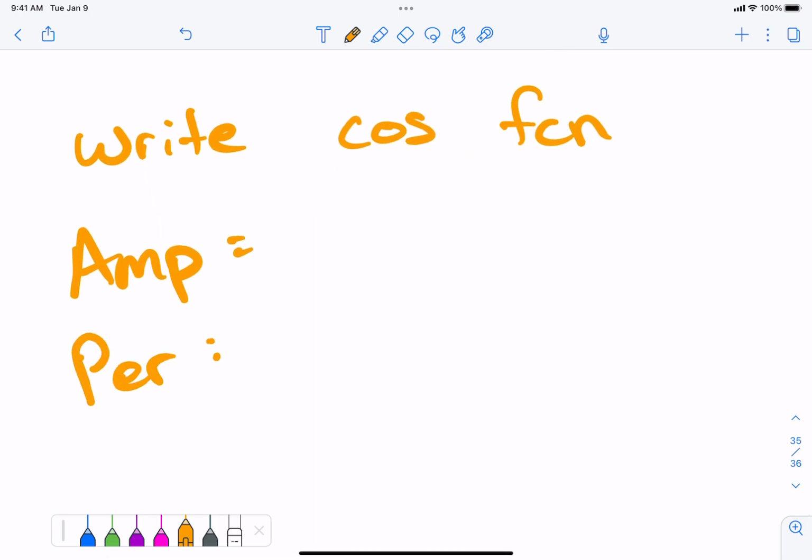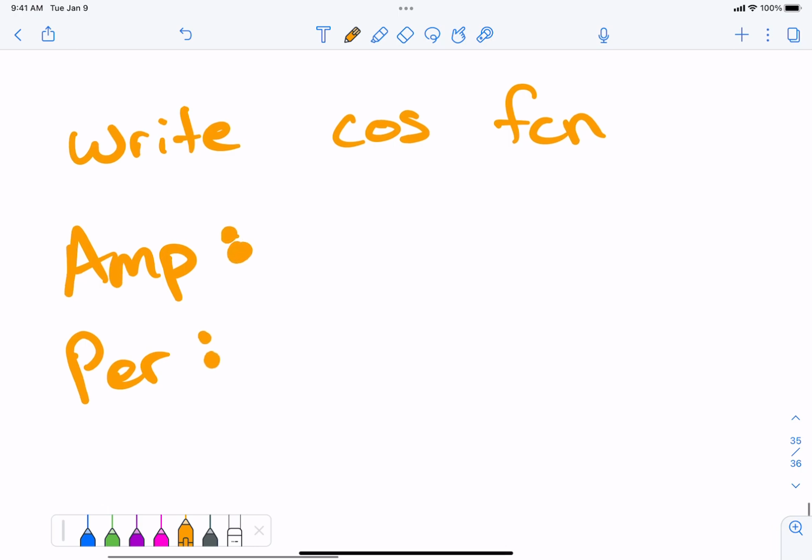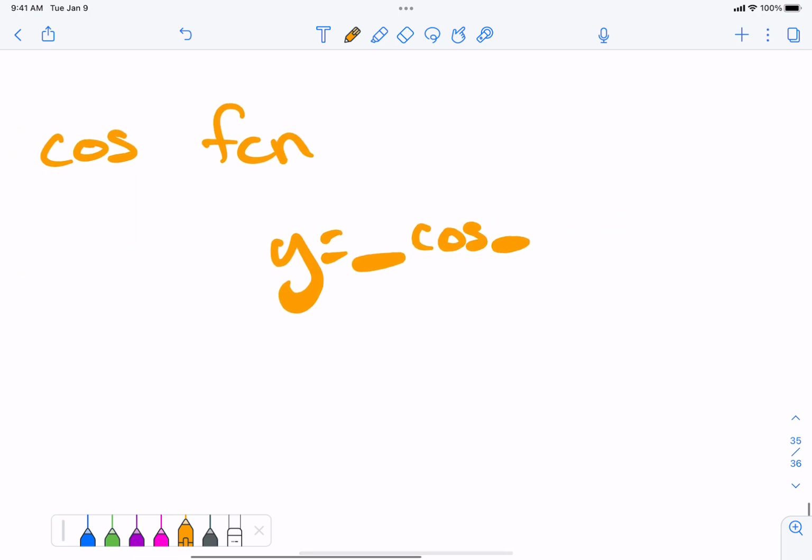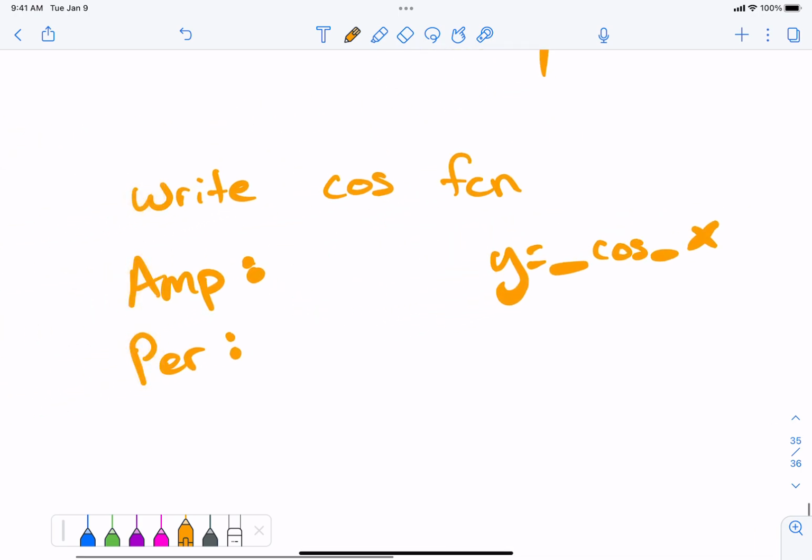I want you to write a cosine function. Figure out what your value should be here and here, those two numbers. I want the amplitude to be 2/3 and I want the period to be 6 pi. Figure out what numbers go in there.